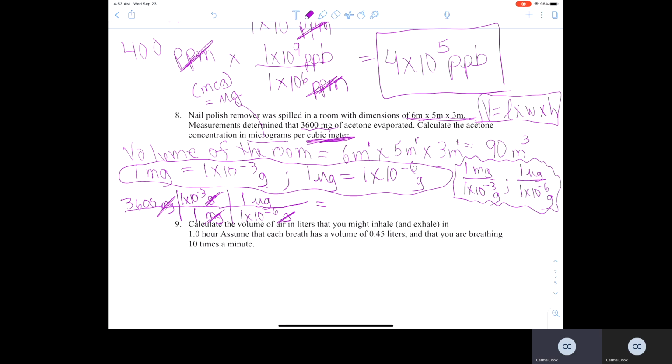So 3,600 milligrams is how many micrograms? We take 3,600, we multiply by 1 times 10 to the negative 3. And then we divide by 1 times 10 to the negative 6. And that gives us 3.6 times 10 to the 6 micrograms. But we want micrograms per cubic meter. So we've got to divide this micrograms by our volume of the room, which we already calculated to be 90 cubic meters.